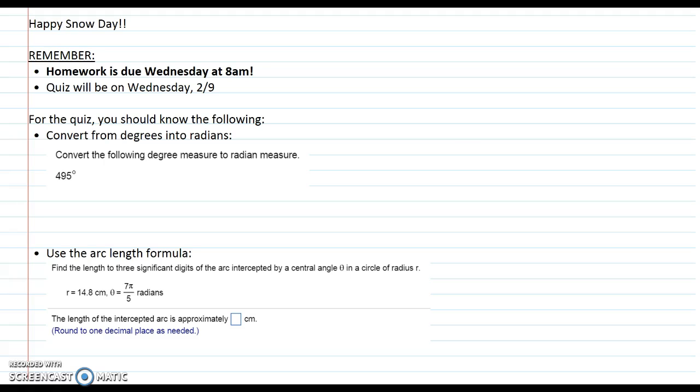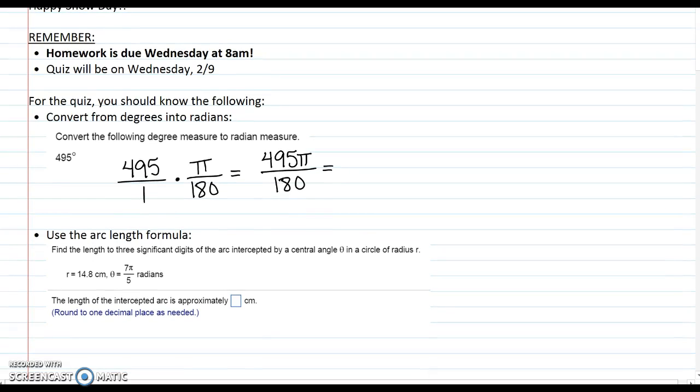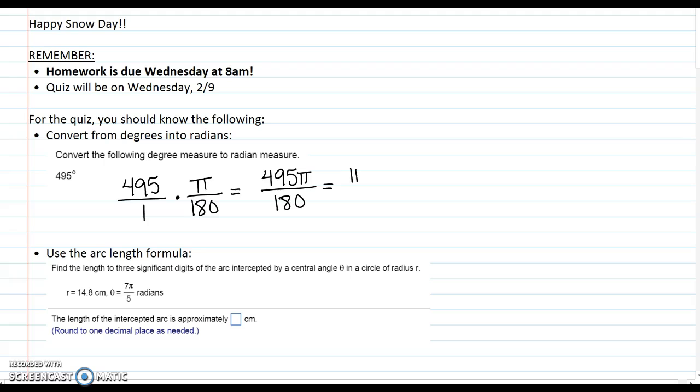So I'm going to send you my 10 favorite questions and I'm going to walk you through each and every one. For the quiz, first of all, you need to know how to convert from degrees into radians. If we have 495 degrees, we write that over 1. To convert from degrees into radians, we multiply by pi over 180. That gives us 495 pi over 180, which is the correct answer, but we need to reduce that fraction. You can use your calculator to reduce 495 over 180 into 11 pi over 4 radians.